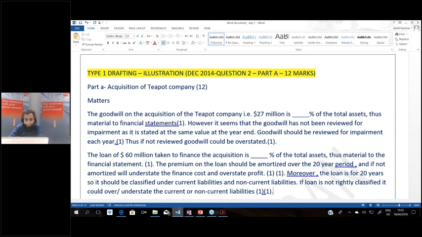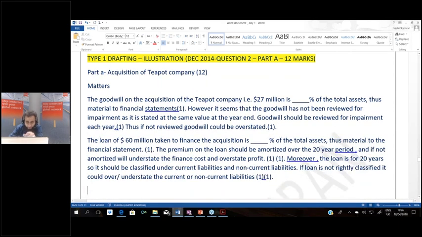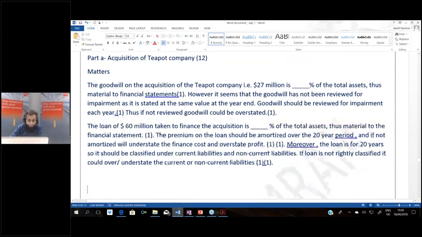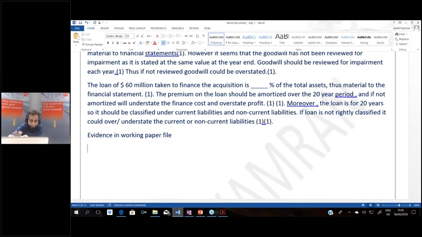So see, I wrote one matter on the goodwill, I got 3 marks. Then I wrote loan is material, 1 mark. And then I wrote under an overstatement. So how many marks I got? 2 and 2, 4, 1, 5, and 3, 8. So on matters, I got 8 marks. So how many evidences will I try to complete my answer? Just 4 evidences.